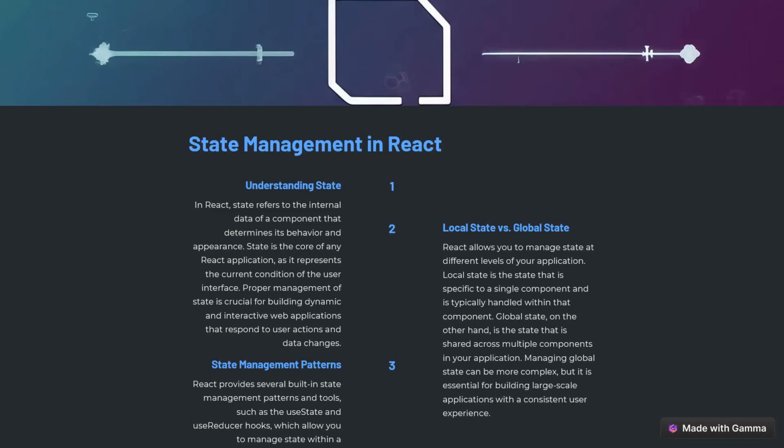Local state versus global state. React allows you to manage state at different levels of your application. Local state is the state that is specific to a single component and typically handled within that component only. Global state, on the other hand, is the state that is shared across multiple components in your application. Managing global state can be more complex, but it is essential for building large scale applications.